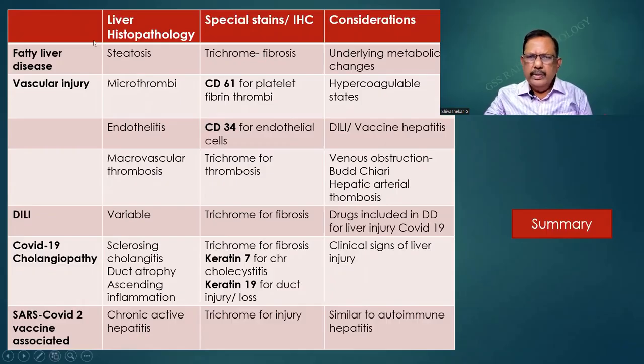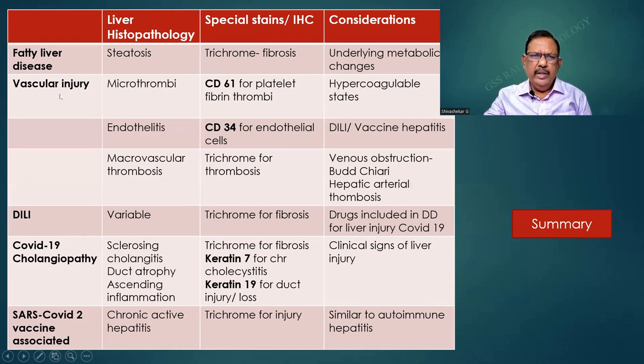Dear students, this is an important master chart that we shall be remembering. Here are the list of the manifestations. And this will be the histopathology that we see, any special stain or IHC in this column, and what are the other considerations we should be having in mind. Fatty liver is one. Obviously, there will be steatosis, accumulation of fat, and trichrome stain can be used to demonstrate early fibrosis. And any of the causes for the fatty liver should be borne in mind.